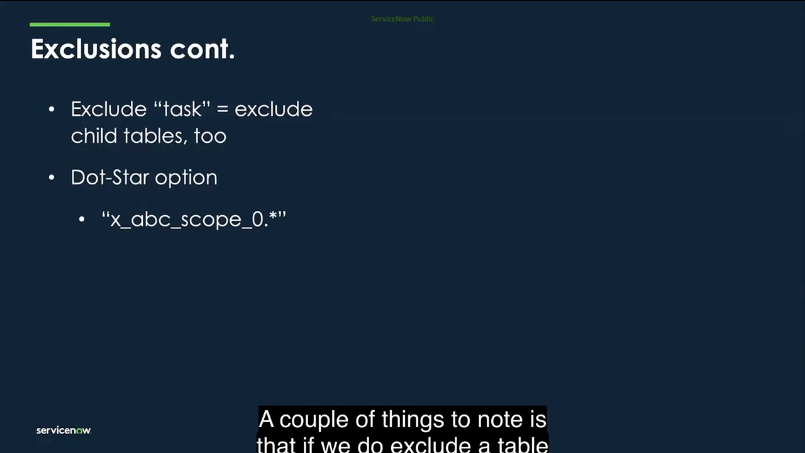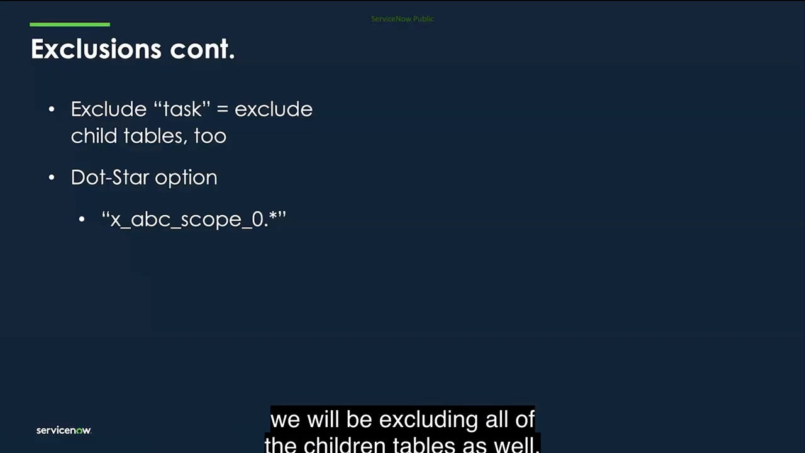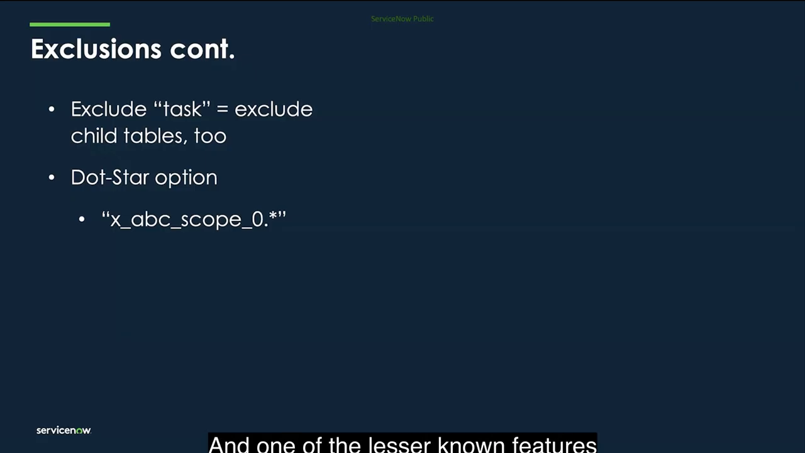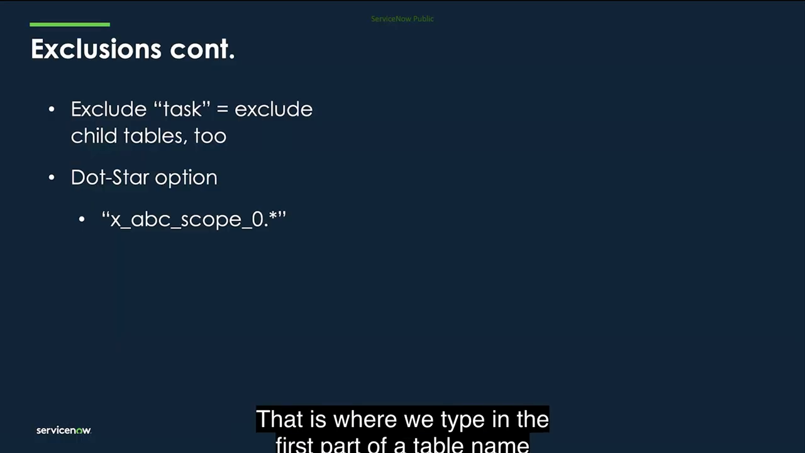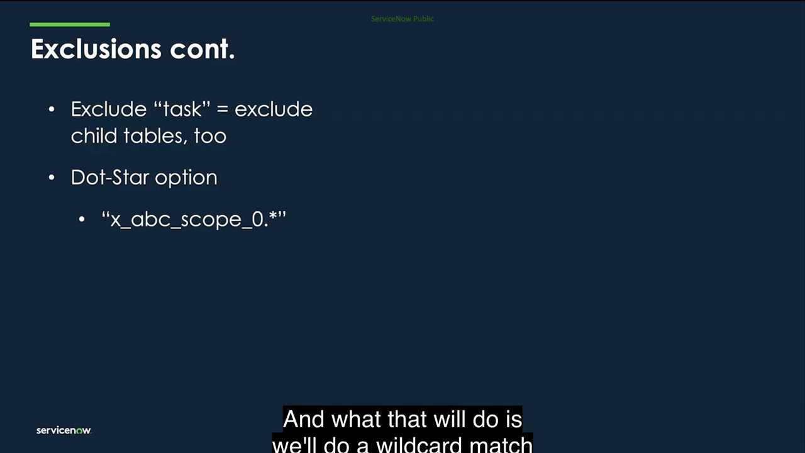A couple of things to note is that if we do exclude a table that is a parent, we will be excluding all of the children tables as well. And one of the lesser known features is something called a .star option. That is where we type in the first part of a table name and a dot and a star. And what that will do is a wildcard match for any table that begins with that string.